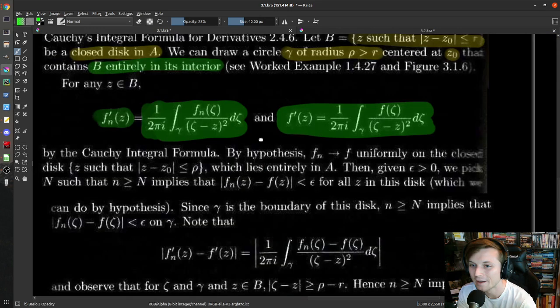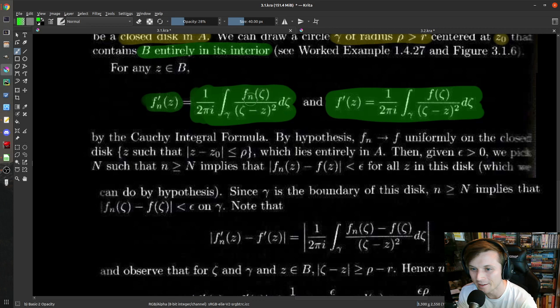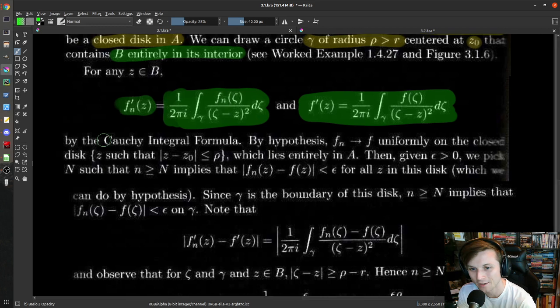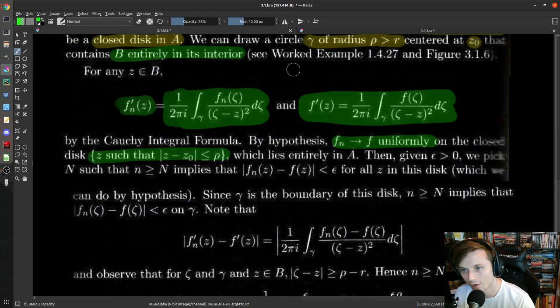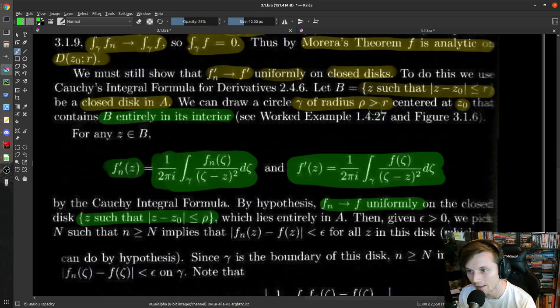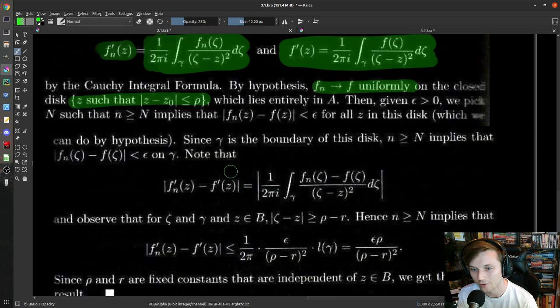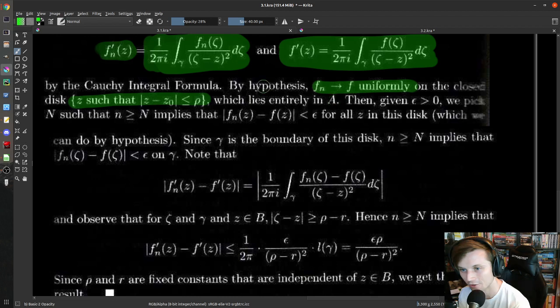We've got a sequence of contour integrals. This just comes from the Cauchy integral formula, and by our hypothesis, Fn approaches F uniformly on the closed disk of radius rho. Remember, rho is a little bit bigger than r. It's the circle gamma, or at least its boundary. So we've got this disk that lies entirely in A, since we've constructed it like that. See our little pictures before, and we've got uniform convergence on A.